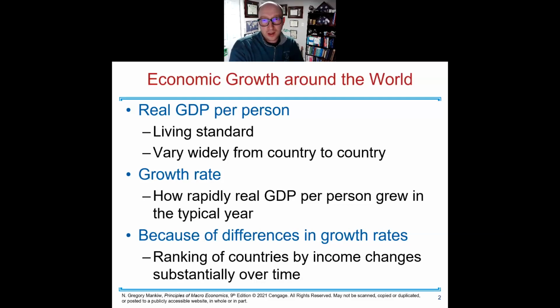This is true for most developed nations. The growth rate depends on how rapidly the real gross domestic product per person grew in a typical year. So the higher the growth rate, the higher the GDP per person in that particular year. That's what that means. Since there are differences in growth rates from one country to another, we rank them based off of the income changes over time.